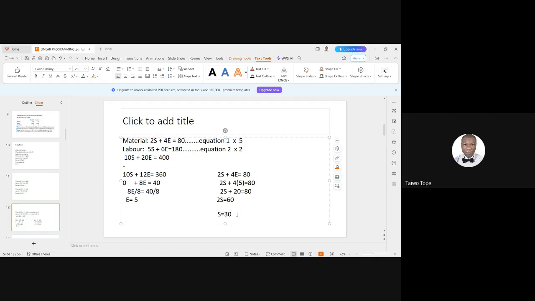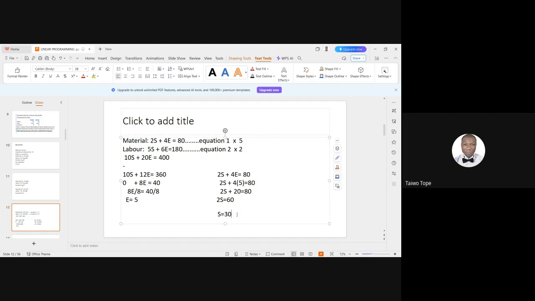But there is something, just for equation 1 alone. For equation 1 alone, when e is 5, x is what? x is 30.